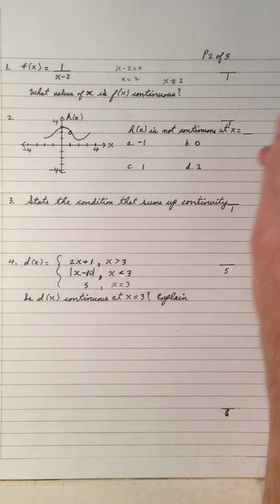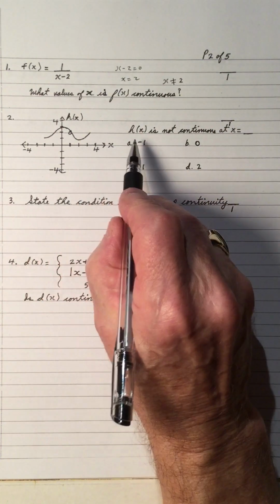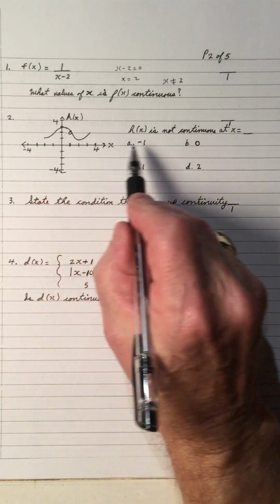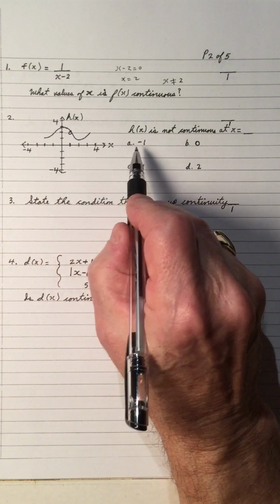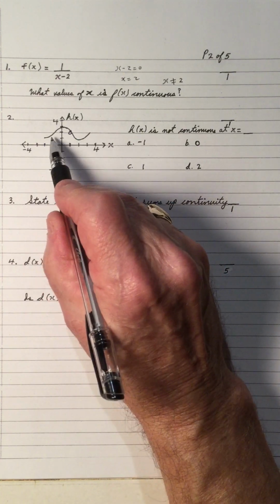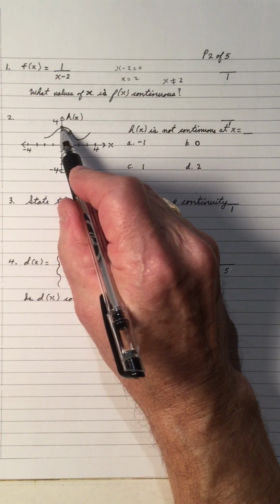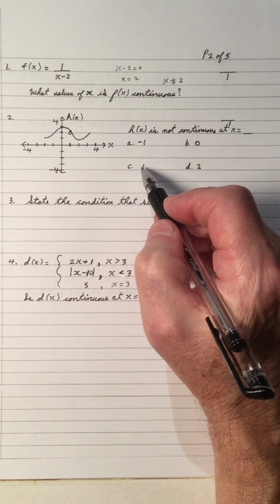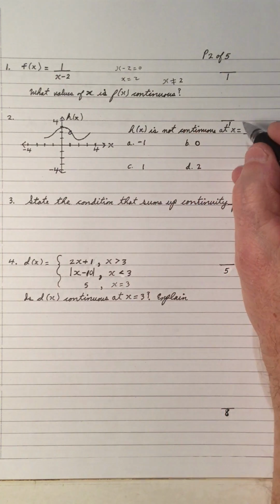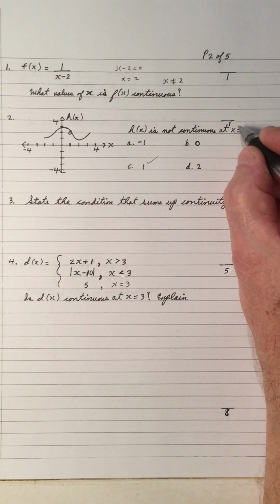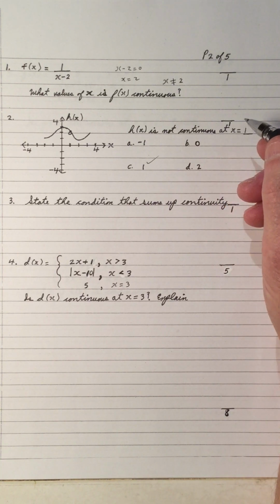Give yourself a mark. Here we have h of x. At what point is it continuous? Is h of x continuous at -1? Yes, -1 is right here. At 0, it's a 3, and 1 is a hollow dot, so the answer is it's not continuous at 1. Give yourself a mark if you have 1.